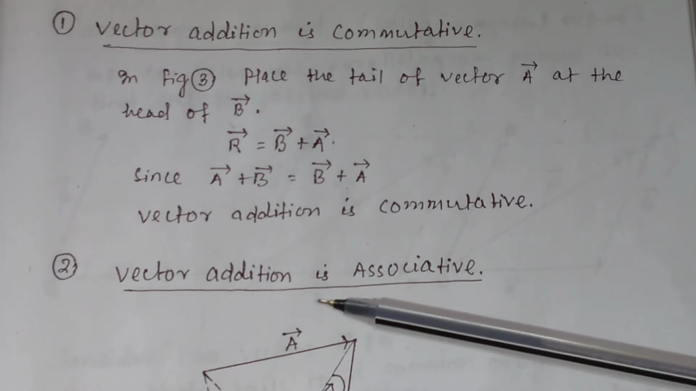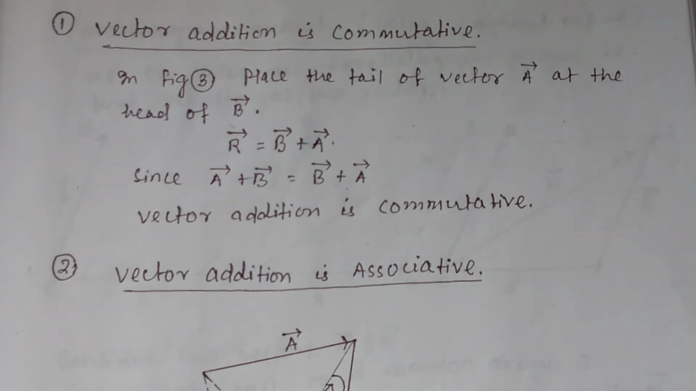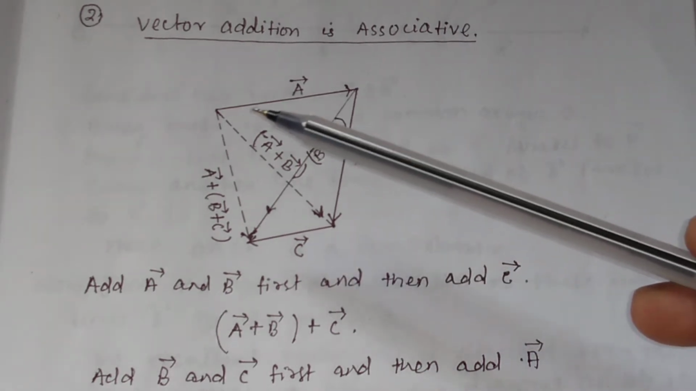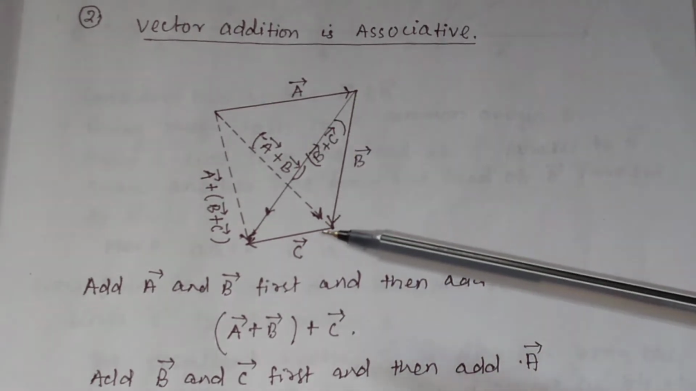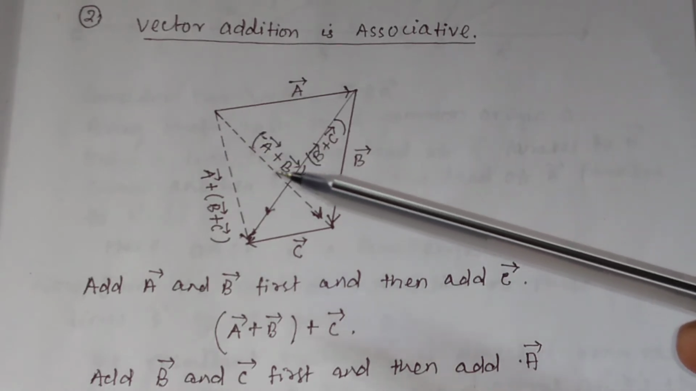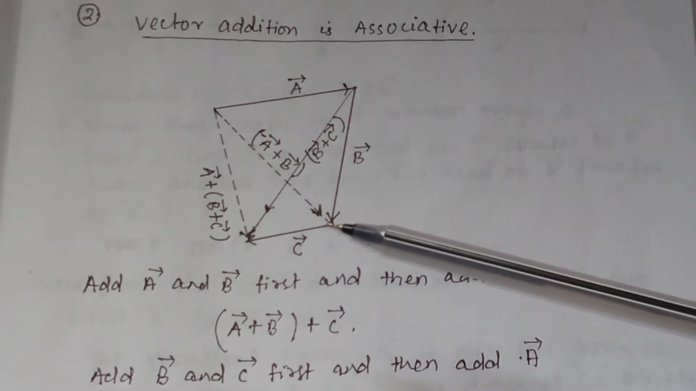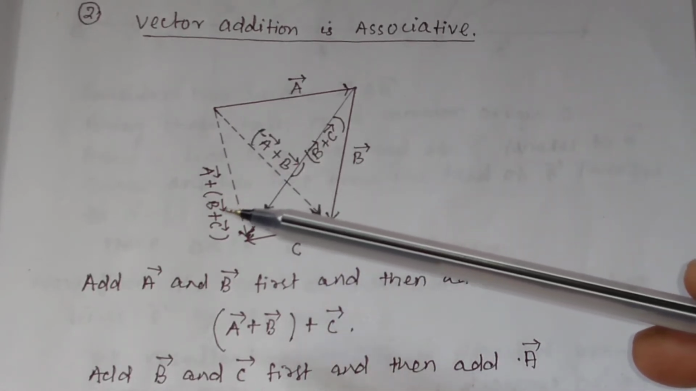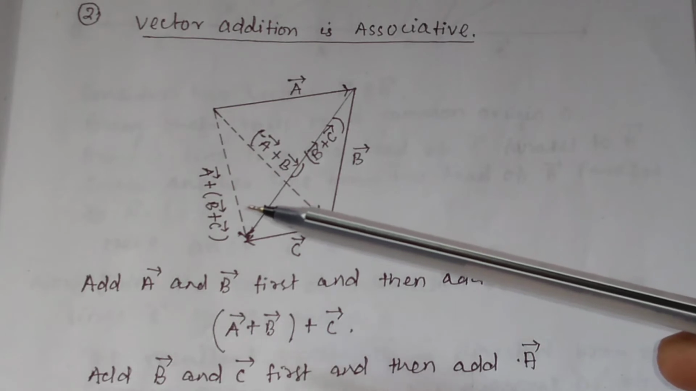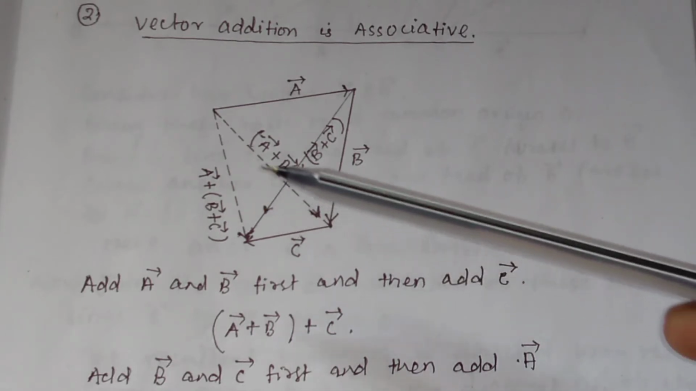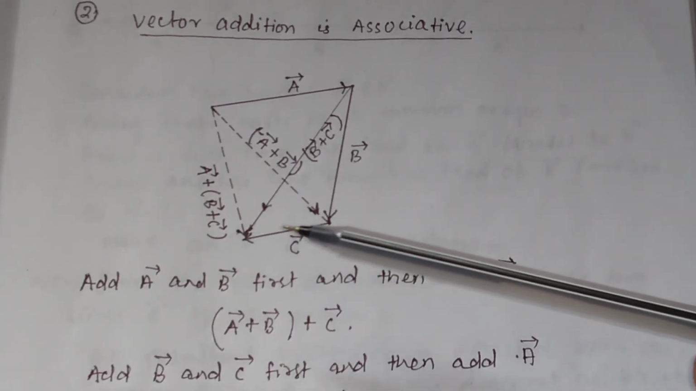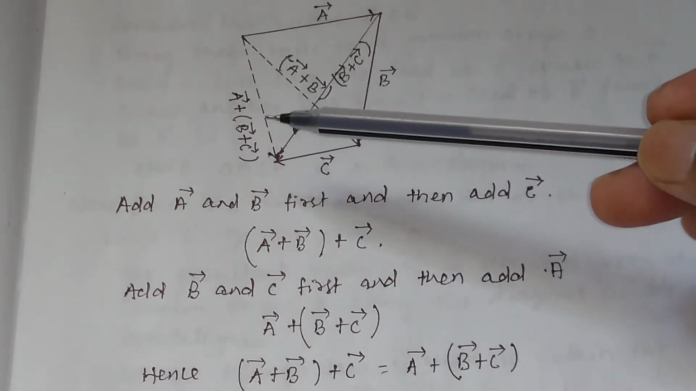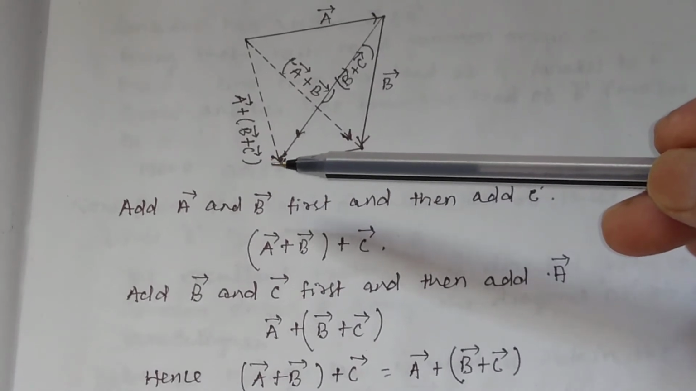Now let us see that vector addition is associative. You see in this graphical method, this is the vector A and this is the vector B and this is the resultant vector A plus B. And if this is the vector C, then the resultant vector will be A plus B plus C. This will be A plus B and this is C. So this vector will be A plus B plus C.